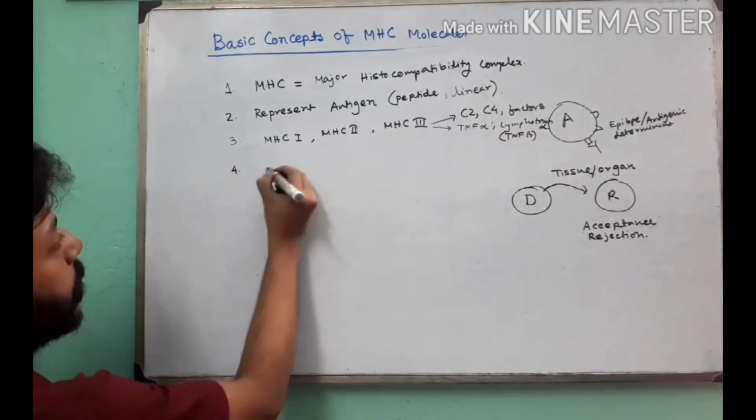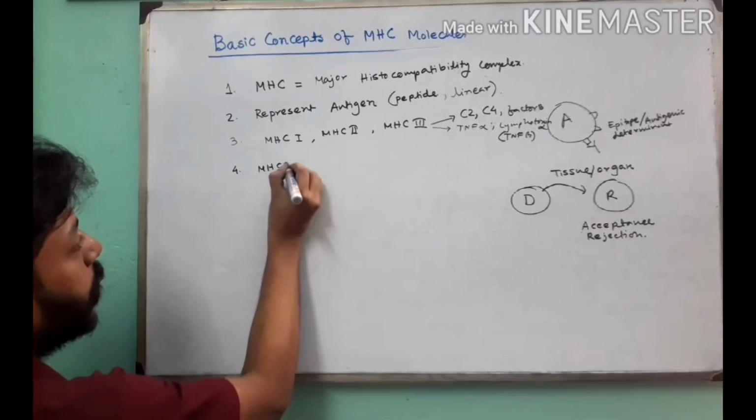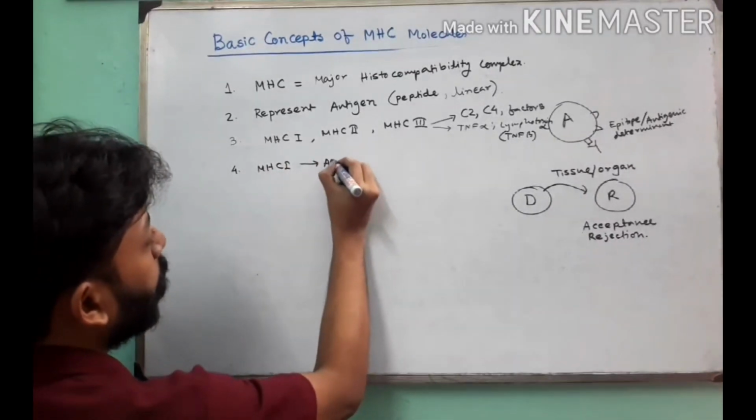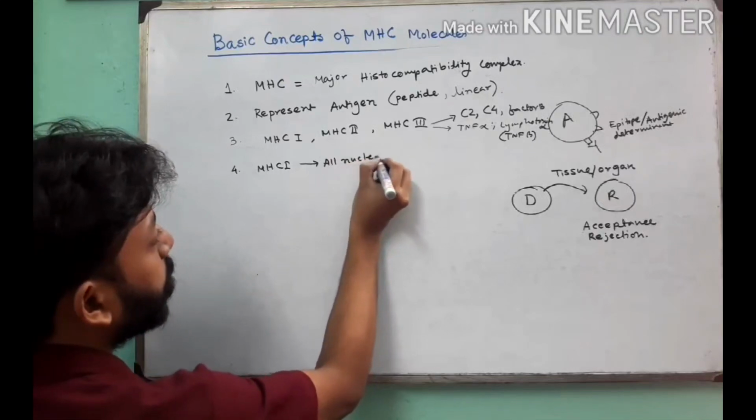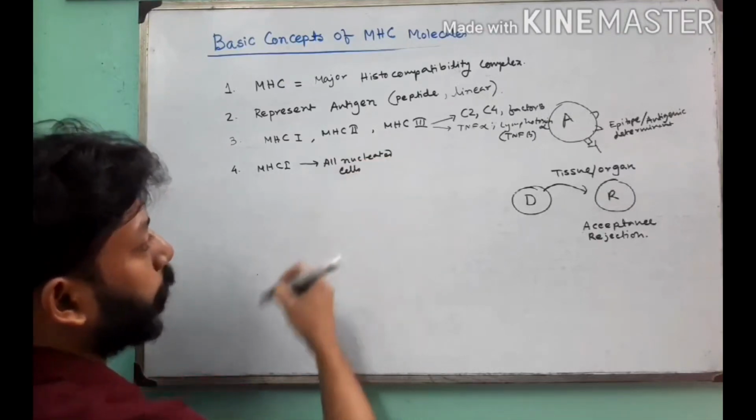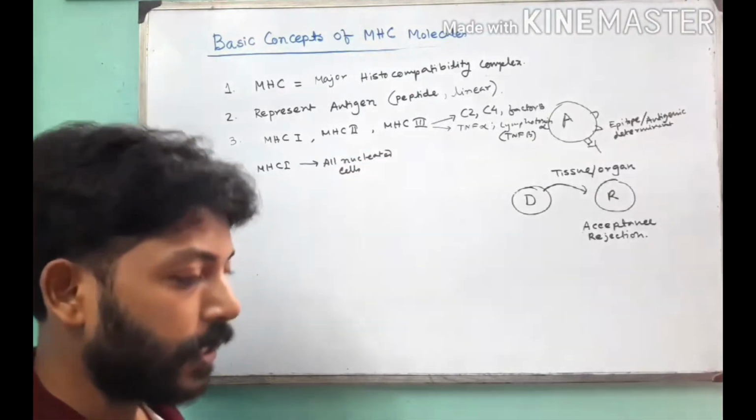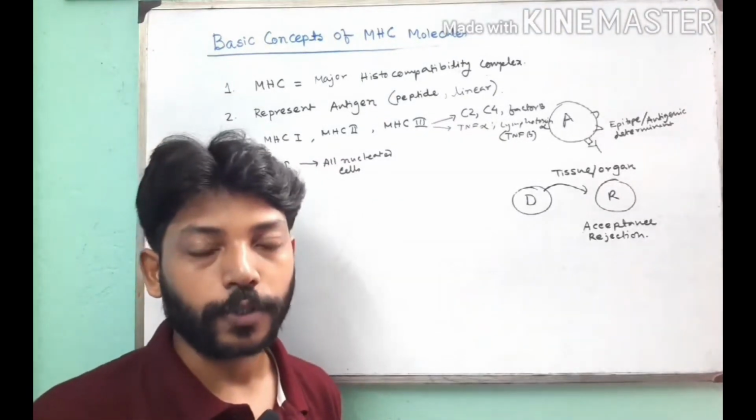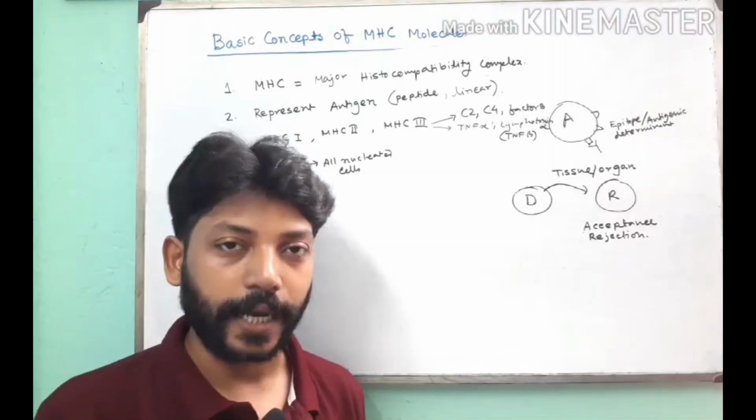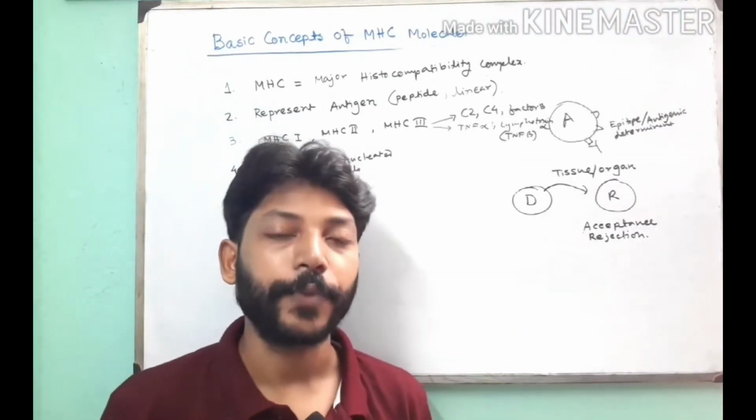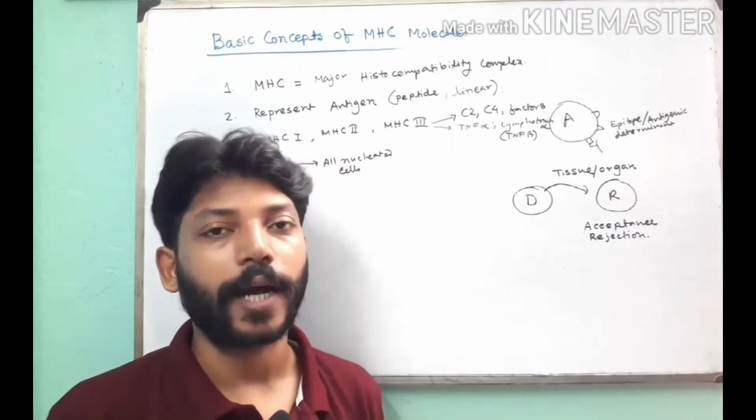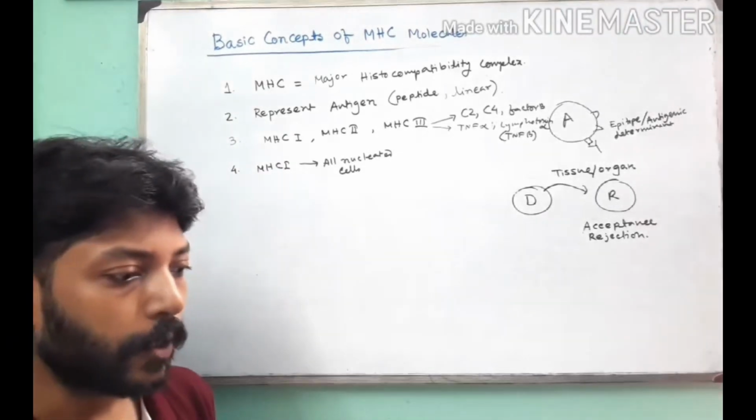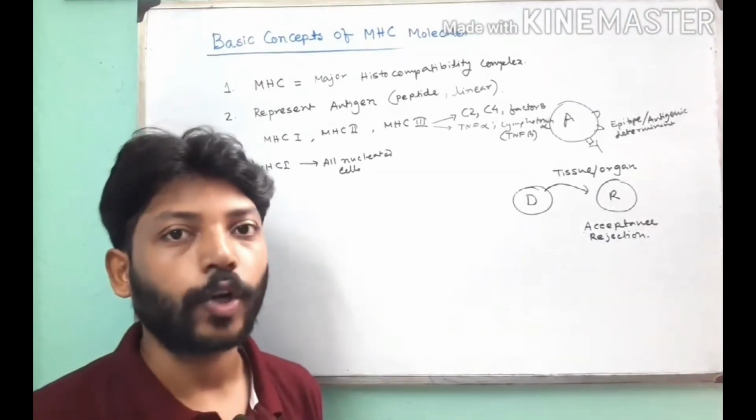The next point is this class 1 MHC molecule is actually expressed by all nucleated cells of our body. All nucleated cells, those cells that have a nucleus, can present. RBC do not have a nucleus, so they do not express MHC I molecule. I want to give you some example of cells that express very low or undetectable levels of MHC I molecules, like liver. So generally liver transplantation does not fail.